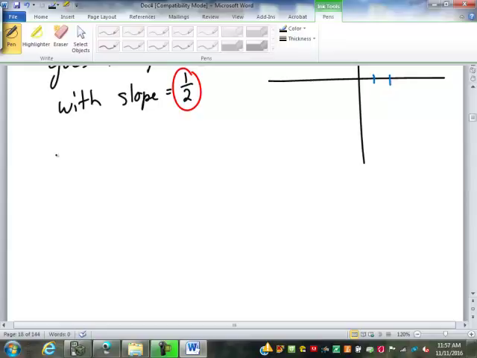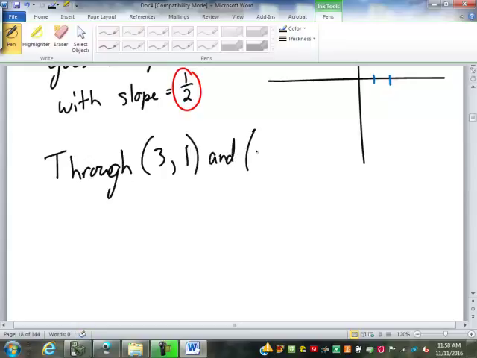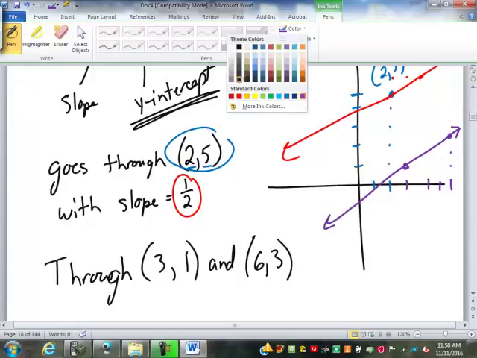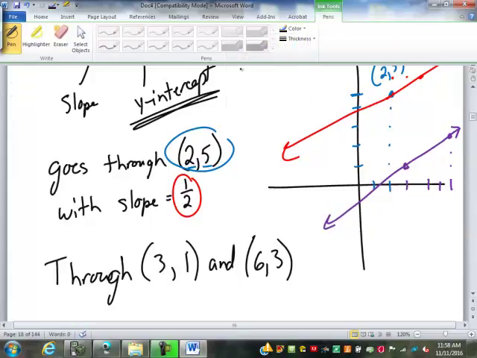Or the obvious one is, if we're told it goes through 3,1 and 6,3. Well, again, if we know it goes through both of those points, all we have to do is plot 3,1 and 6,3 and put the line through them. Any questions?